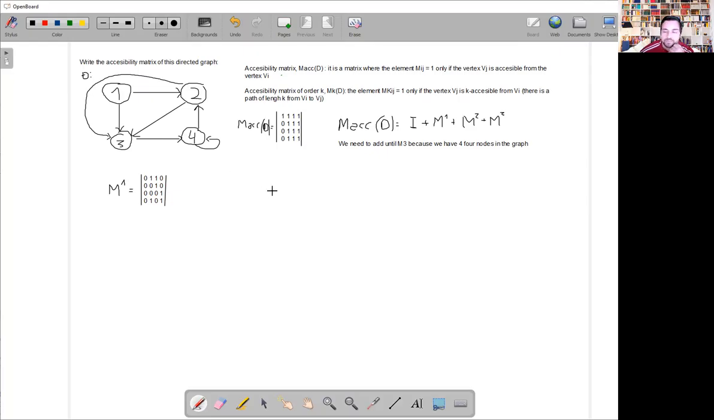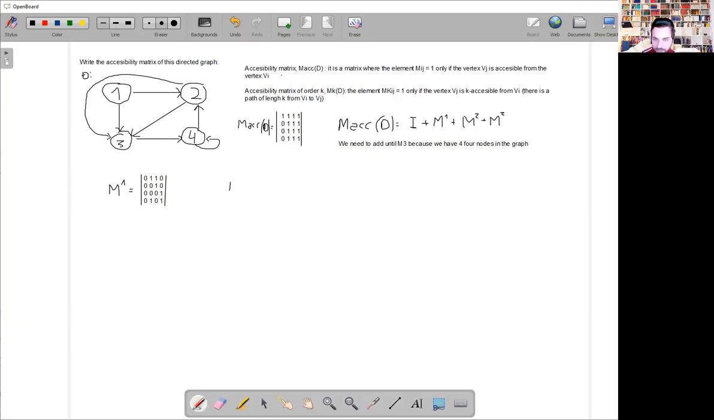Now, if you want to calculate the accessibility matrix of order 2, you have 2 options, right? You can do it as we have done right now, right? Checking the possible paths of order 2 from any node, from every node. Or you can do it with this formula, right?